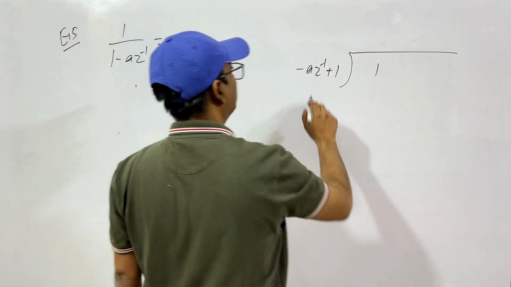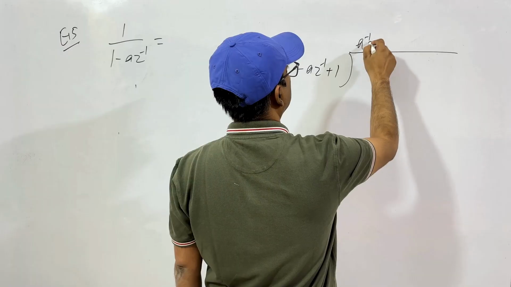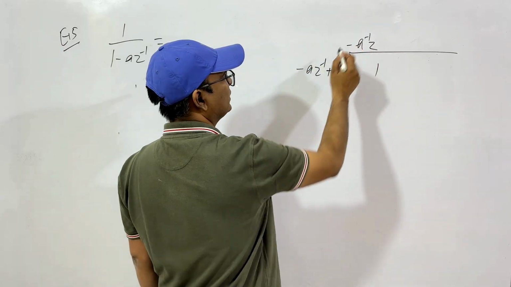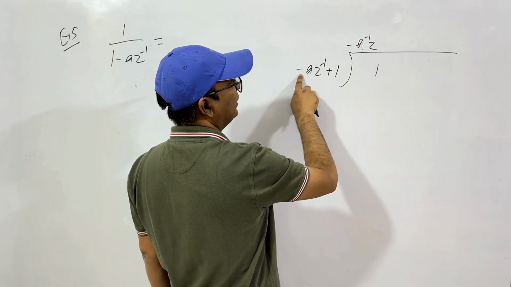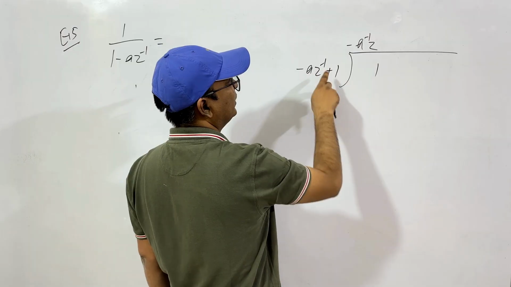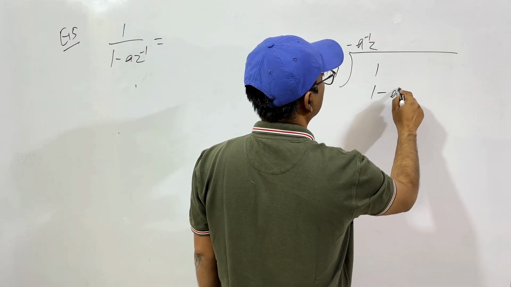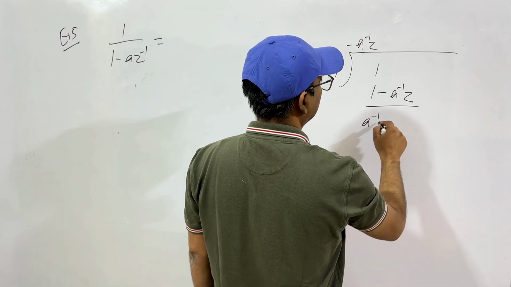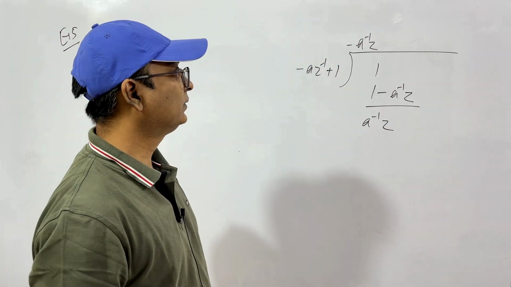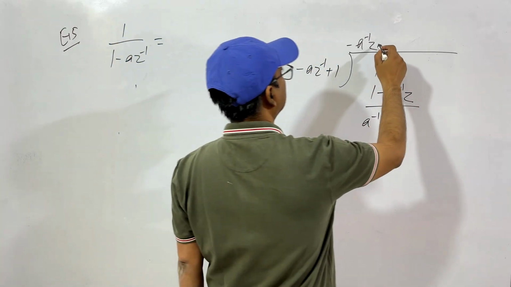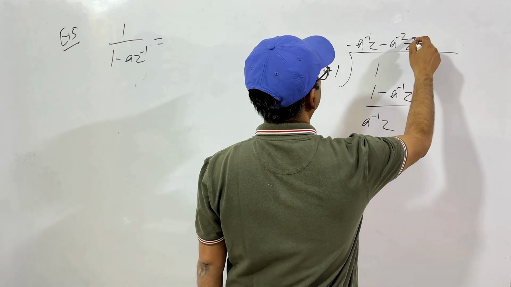So what we'll do? We'll multiply it with a inverse z. What you will get? So what you will get is a inverse, so this will be 1 and this will be 1. So this is 1 and this is minus. What you will get is a inverse z. Okay. Now second multiplication, multiply by a minus 2 z square.